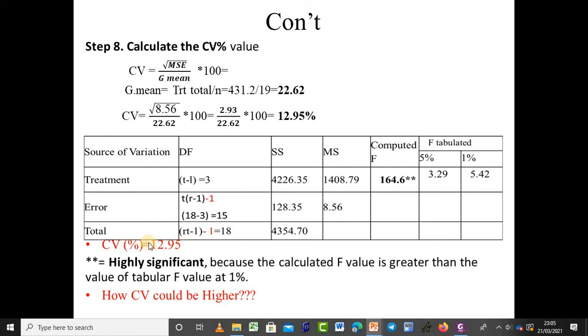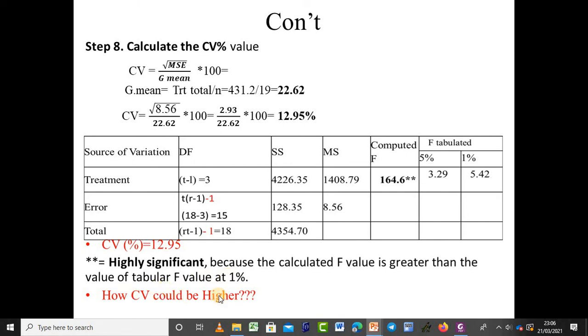Here also the CV value in percent is placed below the ANOVA. This is the principle, and the two asterisks designated here indicate there is a highly significant difference between the treatments, because this value is greater than that value at 1%. That is why two asterisks are designated here, because the calculated F value is greater than the tabular F value at 1%.